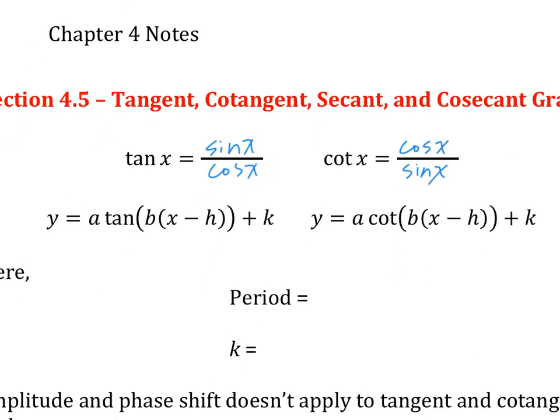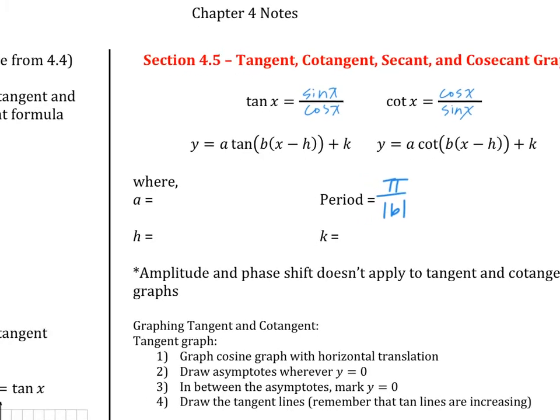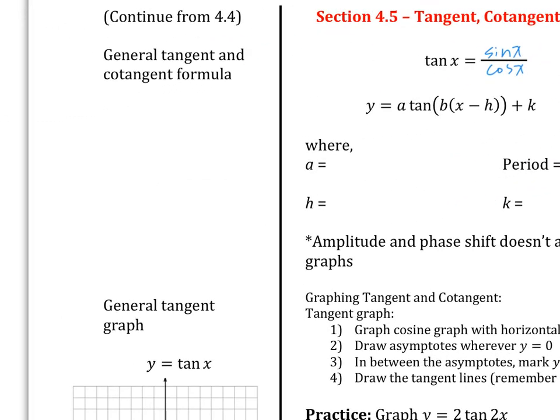Okay, the transformation is kind of the same as before. The period is the same, except for tangent and cotangent, it's a little bit tricky. The period is going to be pi over absolute value b, not 2 pi. For tangent and cotangent, it's half of the period of sine and cosine. Okay, let's talk about how to graph these.